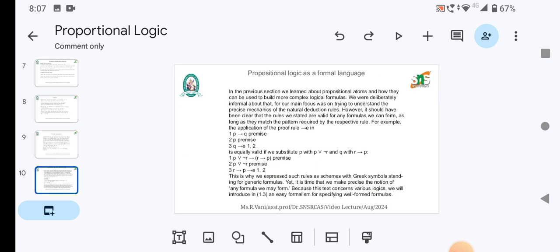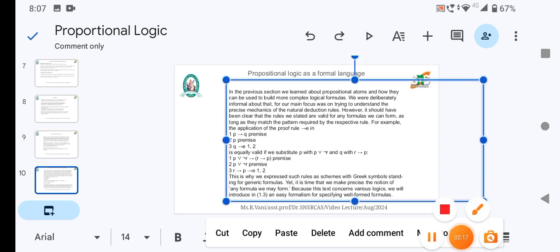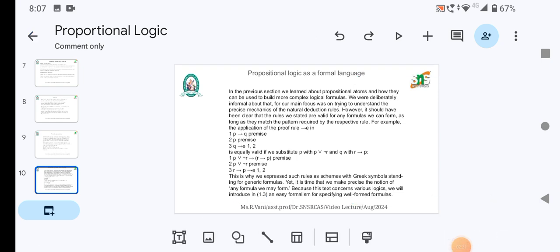The next topic is propositional logic as a formal language. As a formal language, we use more complex logical formulas. We mainly focus on trying to understand the precise mechanics of natural deduction rules. They should have clear rules. What we state must be valid for any formulas that match the patterns required for the respective rules.